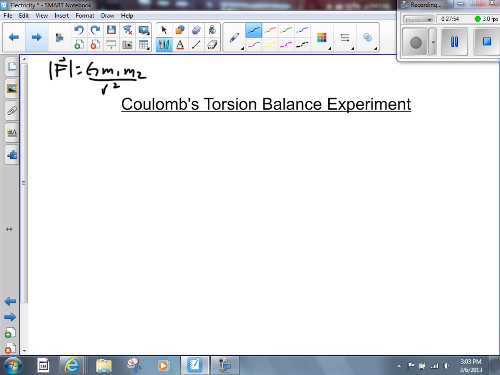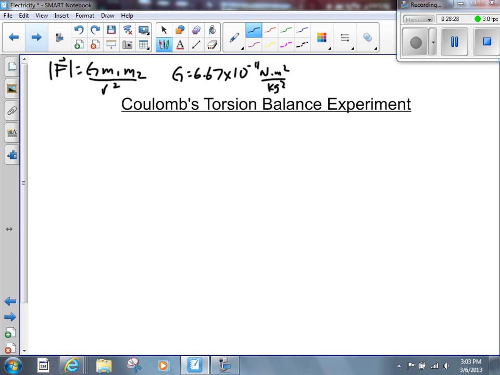How many people recognize that equation? The value of G, that was a constant. Its value is 6.67 times 10 to the minus 11 newton meters squared per kilogram squared. Now, this is not the topic that we're going to do today. Don't get this mixed up with Coulomb's law and Coulomb's torsion balance experiment. I just want you to remember that as we talk about Coulomb's law, because you're going to find in just a few minutes that there are a lot of similarities between Coulomb's law and Newton's law of universal gravitation that we did last year.